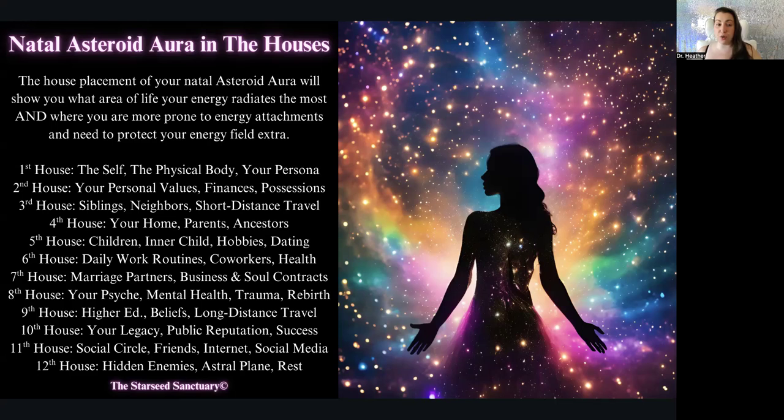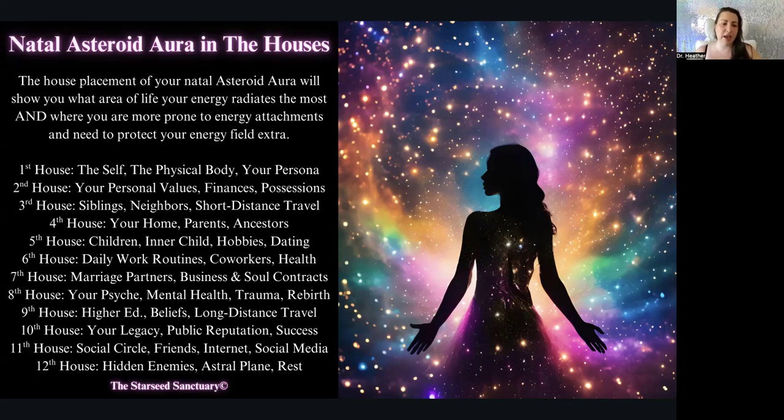Physical objects too are something that can really help you to clear your energy. They're also something that you can pick up negative energy from. So be a little cautious if your second house natal asteroid aura is there, with antiquing or buying secondhand goods. You can buy that stuff, just clear it and shield it before you're really wearing it, touching it, or bringing it into your home.